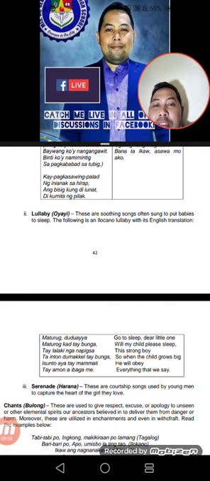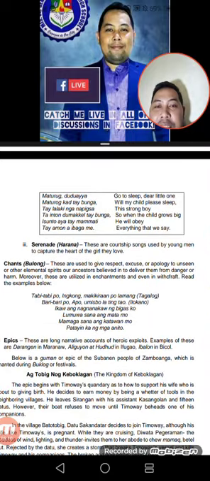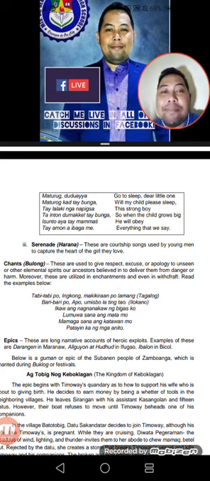The following is an Ilocano lullaby with English translations. Serenade, harana. These are courtship songs used by the young men to capture the heart of the girls they love. I think in some places in the Philippines harana is still there, but in modern times, harana is also digital.